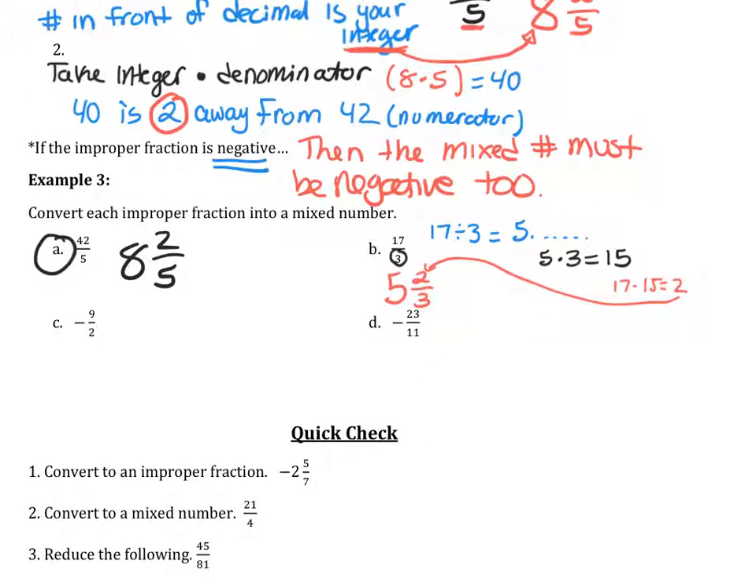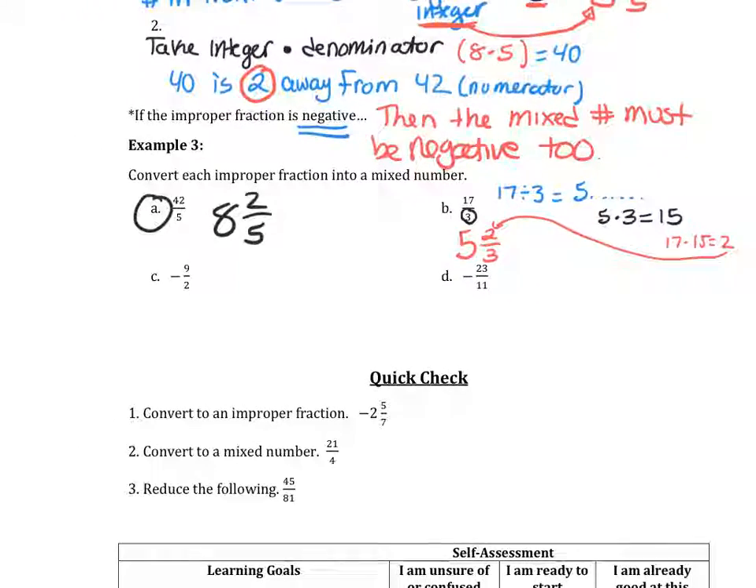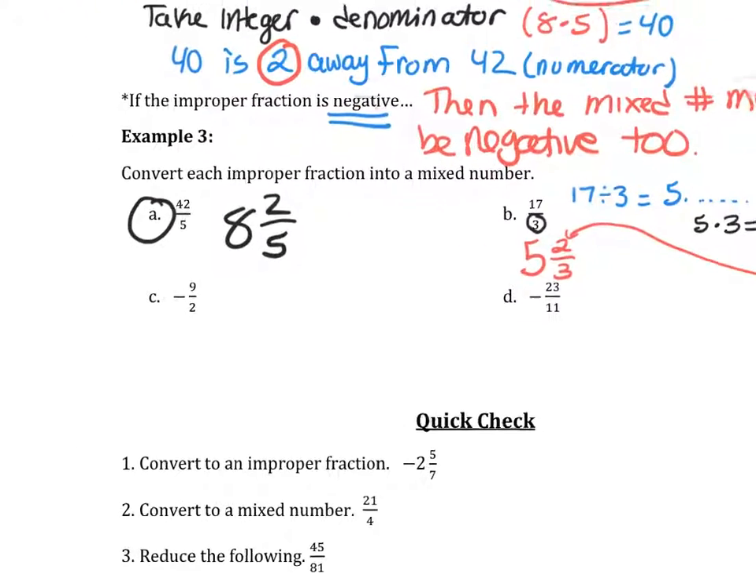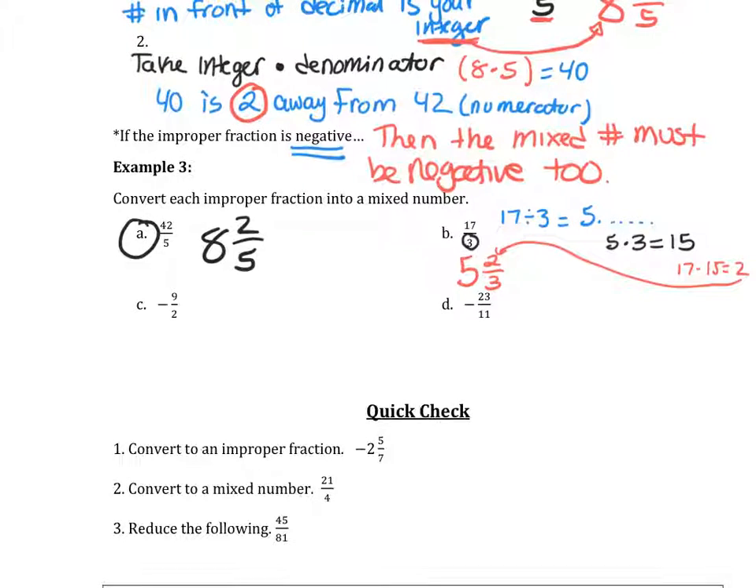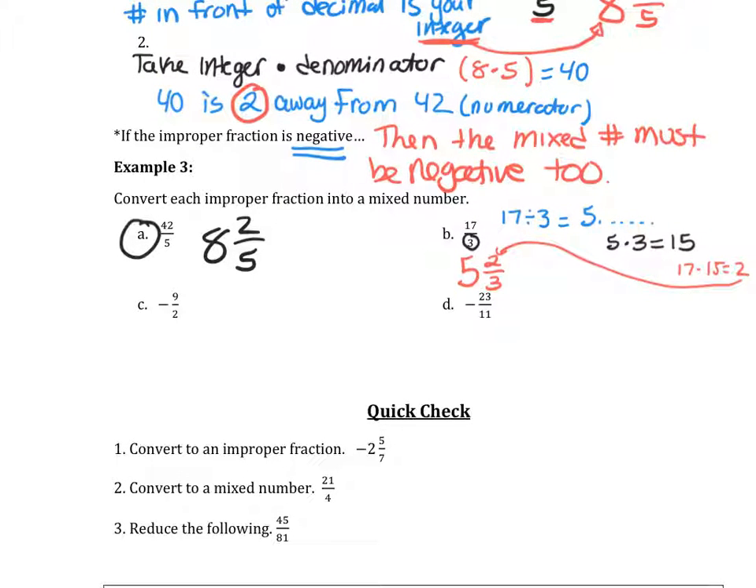Do you guys have any questions? Very quiet. It's kind of freaking me out. Okay. Can you guys try C and D then? So notice both of those are negatives. So that means your final mixed number, your answer, should be negative as well.